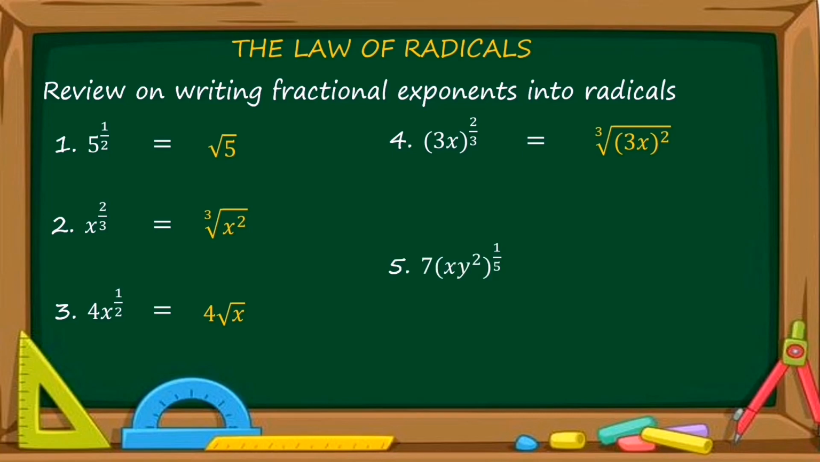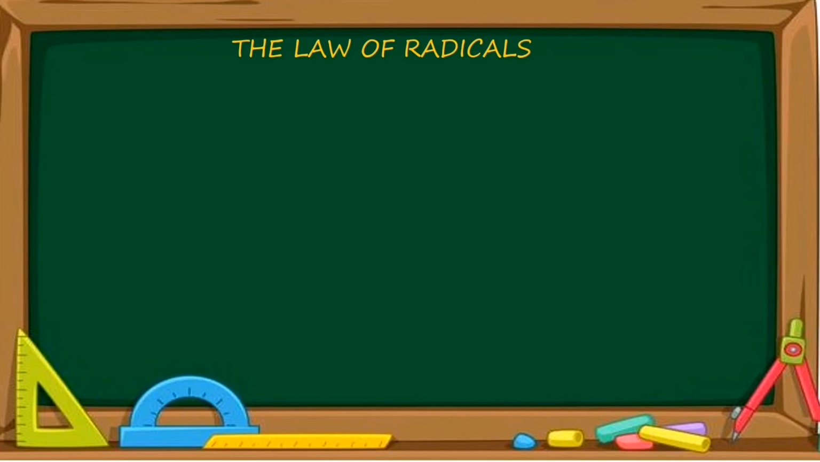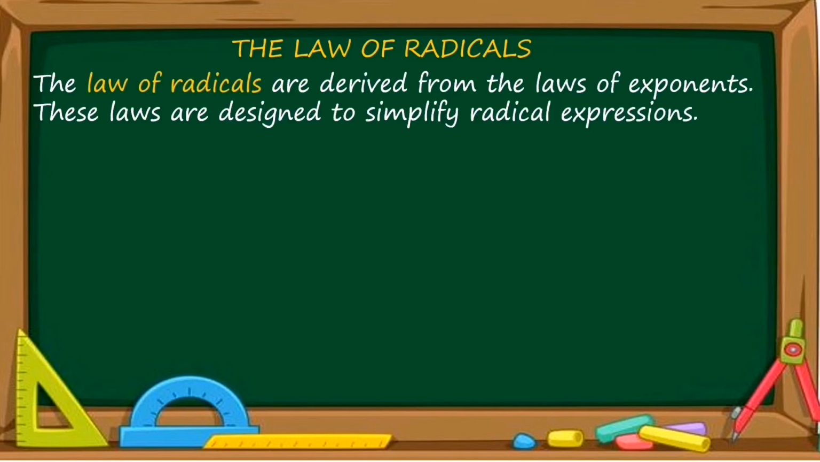Lastly, 7 times the quantity xy squared raised to 1/5. It is equal to 7 the fifth root of xy squared. Now, let's proceed to our main lesson. The laws of radicals are derived from the laws of exponents. These laws are designed to simplify radical expressions.